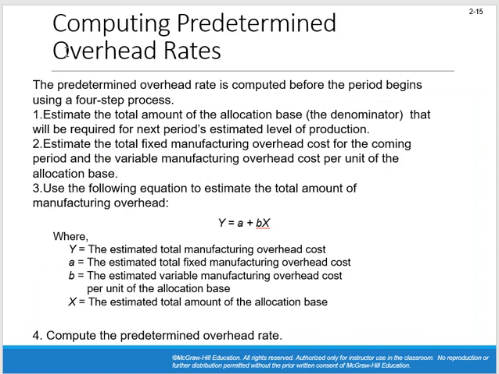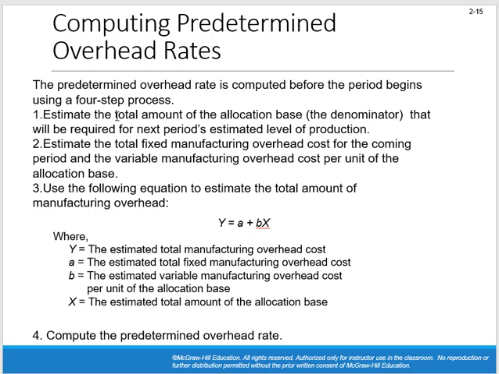So when we compute the predetermined overhead rate, first let me say I think this slide massively overcomplicates this. This doesn't need to be this complicated. We previously talked about y equals a plus bx when we're dealing with mixed cost, meaning a cost that includes both fixed and variable components, which MOH definitely is going to include. So what they're telling us here is that the predetermined overhead rate is going to be computed before the period begins. We know that. And they're suggesting this 4-step process, which I think might make it a little more complicated than it needs to be.